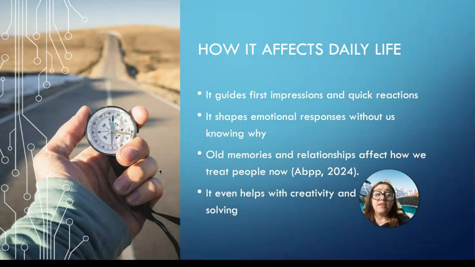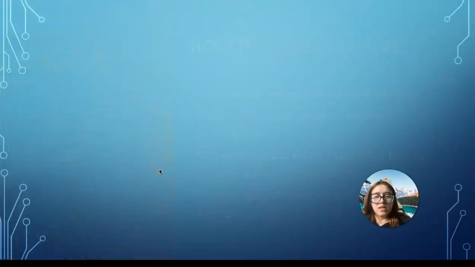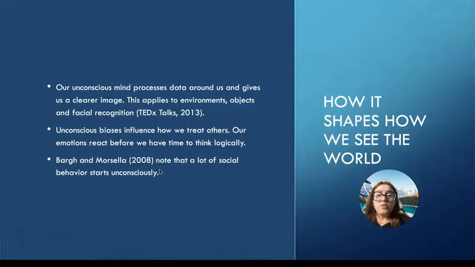How does it affect daily life? Well, it affects first impressions, quick reactions, emotional responses, how we treat people, and it even helps with creativity and problem solving. So how does it shape how we see the world? It helps us get a better picture in certain things such as environments, objects, and facial recognition, how we treat other people that we come into contact with on an everyday basis, and a lot of our social behavior starts unconsciously as well.